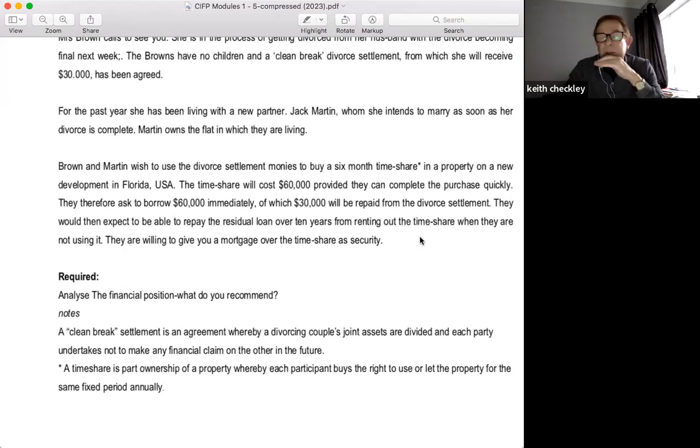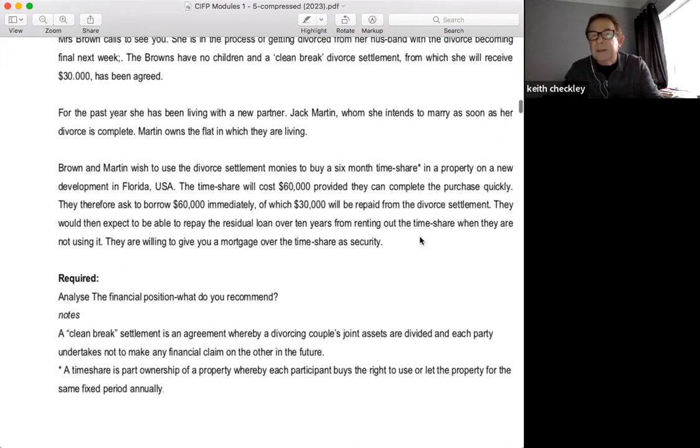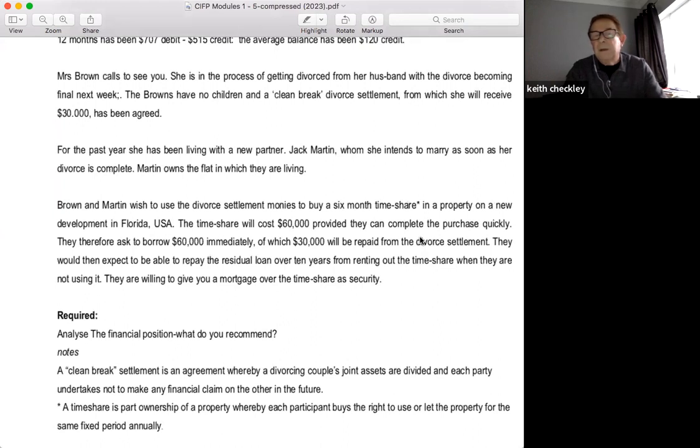Yes. So Dimitri's just mentioning the risk of the investment, and who would like to comment on that? Because what they're saying is, you know, they're going to get this 30,000 from Jane's previous husband, and they're wanting to borrow 60,000 to complete the purchase quickly. So do you think that's a risky thing to do, such as Dimitri is suggesting?